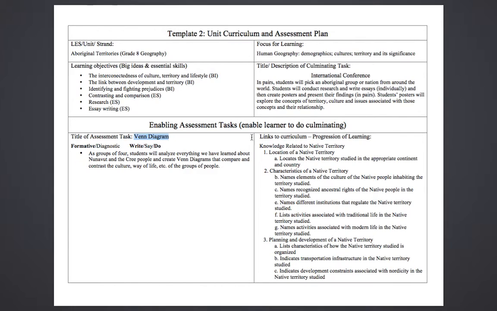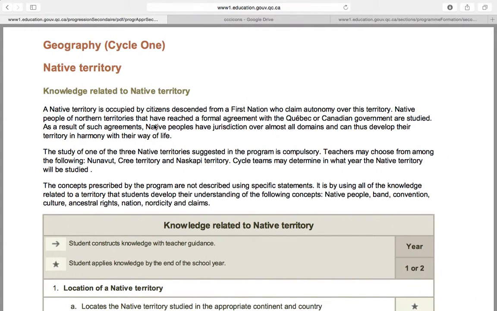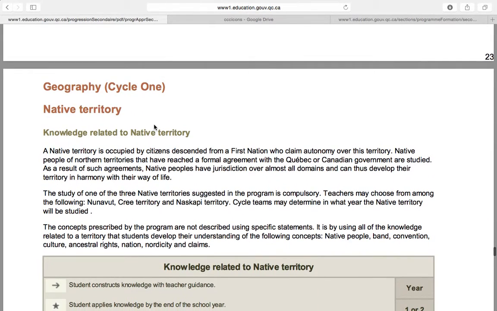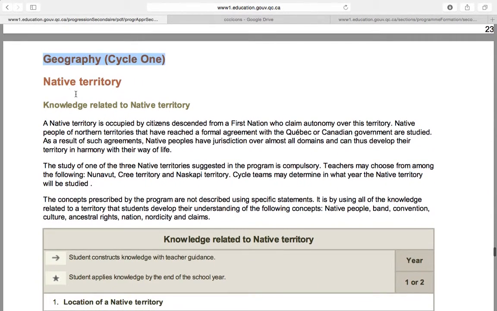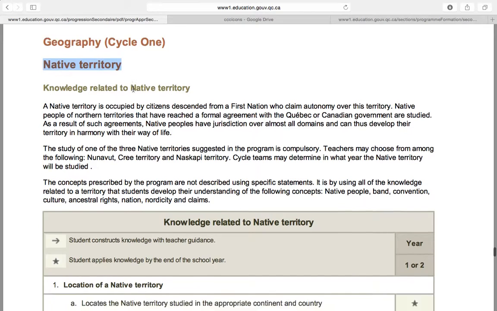Throughout all of it, all the enabling tasks, you'll see links to the curriculum. This is from the progression of learning. If you look at the progression of learning, I'll just scroll up to show you. Well, it says right here, for the progression of learning, geography cycle one, one of the categories is native territories. So this LES seeks to cover this entire category.